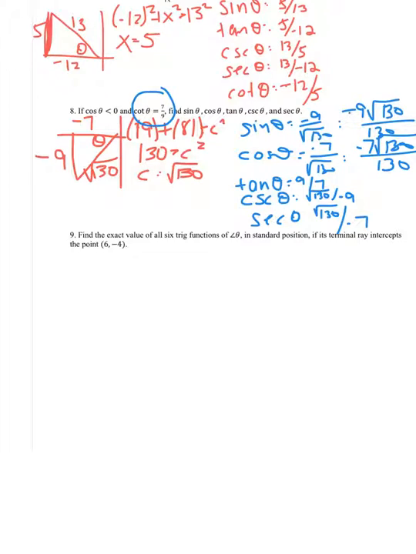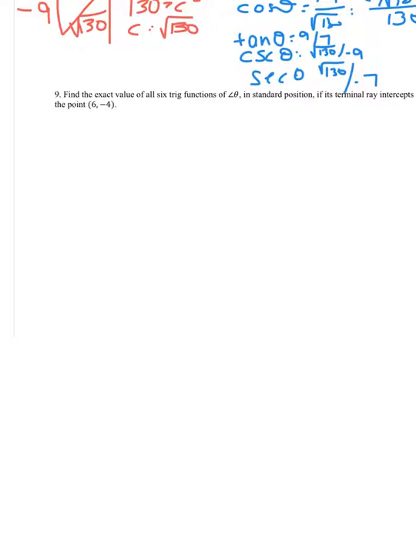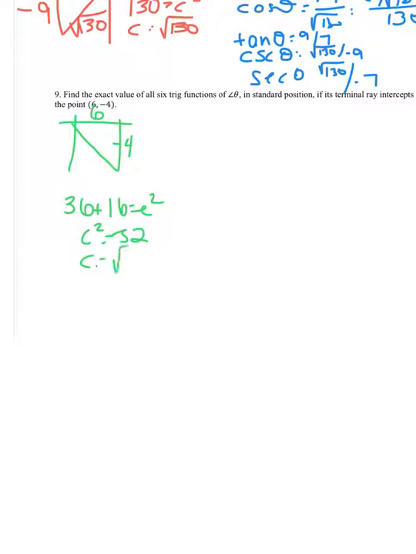Okay. And now for this last one down here. So here it's giving you a point. So 6, -4, if you think about where that is on your coordinate grid, you are in the 4th quadrant. You are going over 6 and down 4. So this is -4. Now we have to figure out what the hypotenuse is. So this is going to be 36 plus 16 equals c squared. c squared equals 52. So c is the square root of 52, which actually can be simplified because 4 goes into 52. So this is going to be 2 square root of 13.